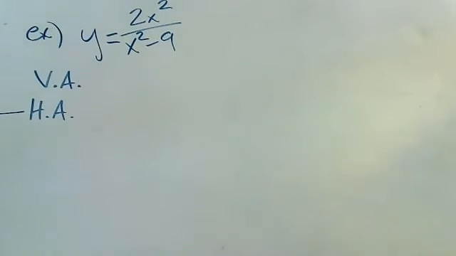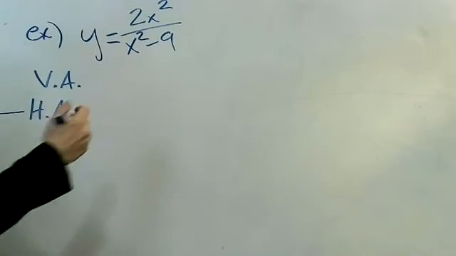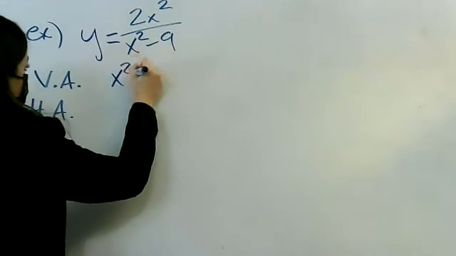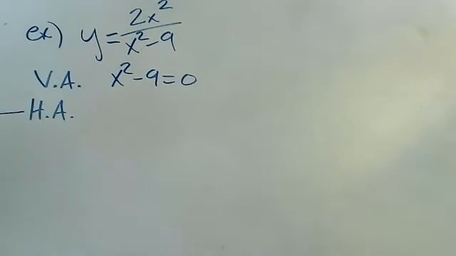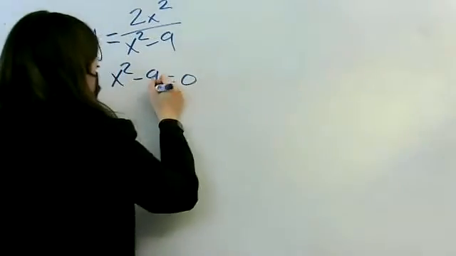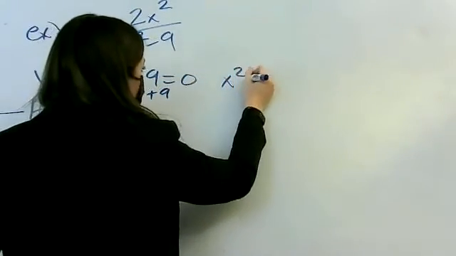Okay, so vertical asymptote. How do we find that? Guys, how do we find vertical asymptote? There we go. So we have x squared minus 9 equal to 0, and I have to solve for x, right? All right. So we add 9 to get x squared equals 9.